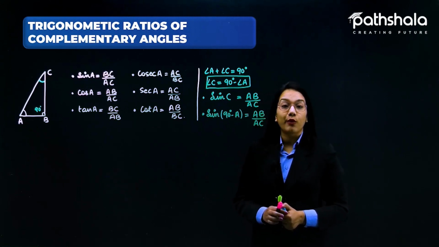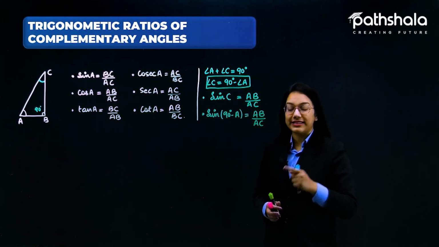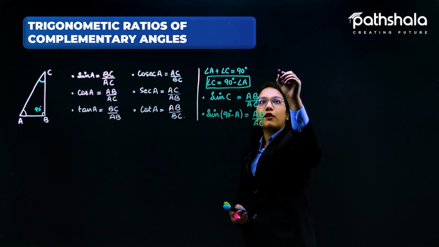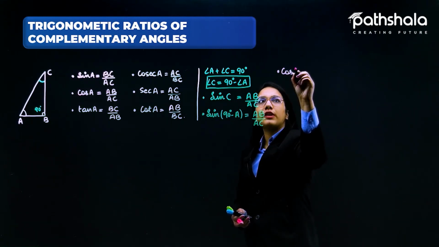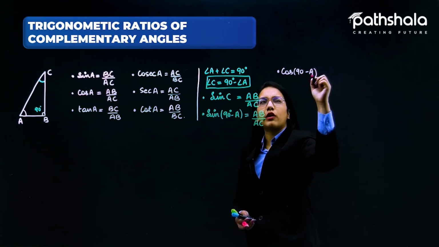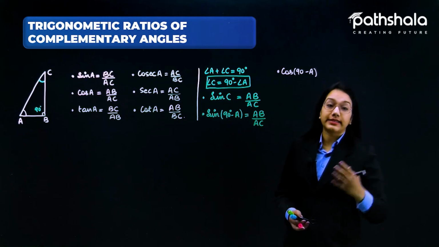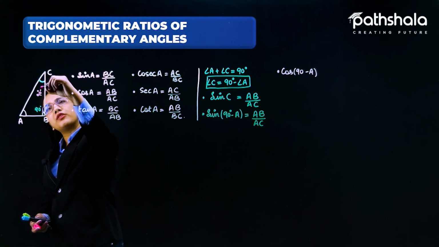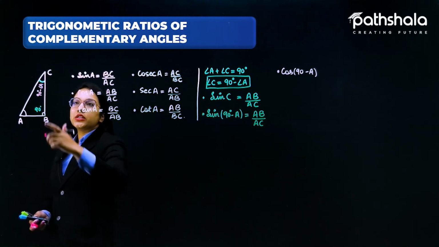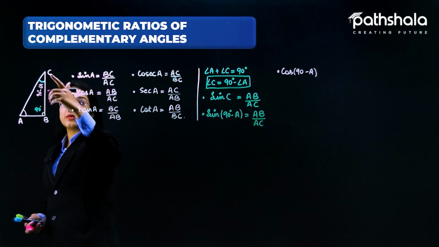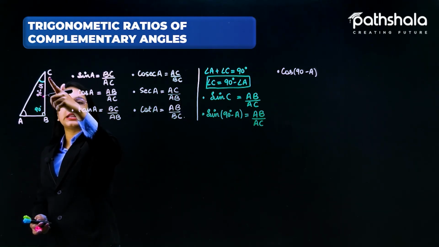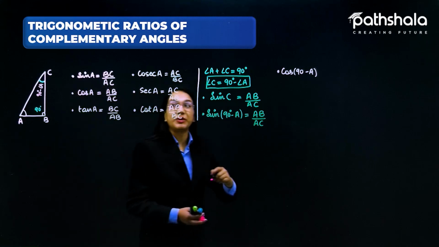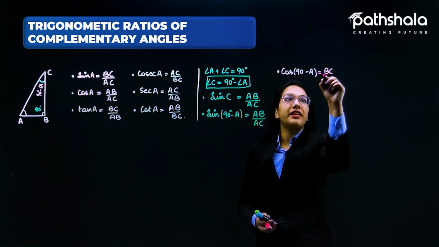Now in the similar manner, I'm going to find the other trigonometric ratios for the angle C. Let us suppose we are finding cos of 90 minus A. If we are talking about 90 minus A, we are actually talking about this angle C, which is 90 degrees minus angle A. So cos 90 minus A means cos of C, which is the side adjacent to the angle C divided by the hypotenuse. So this is BC divided by AC.